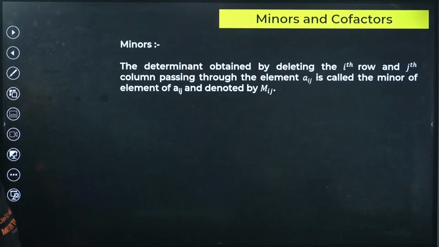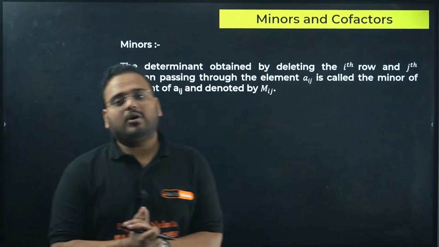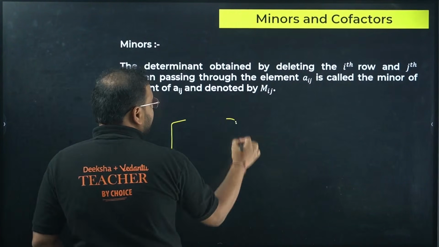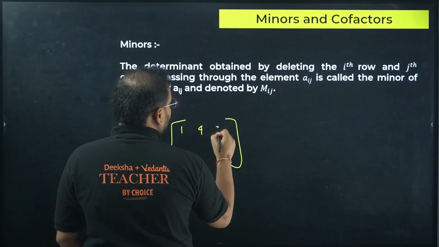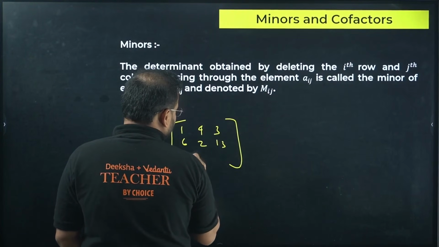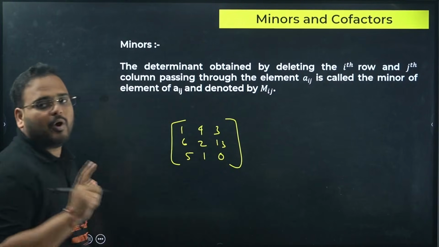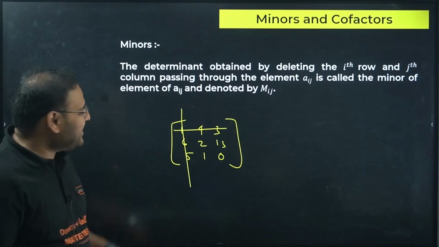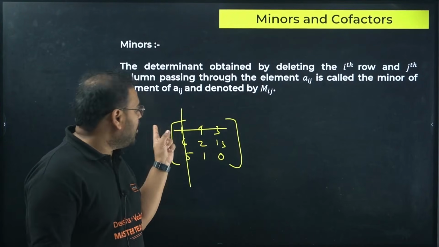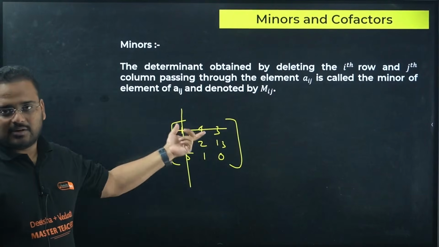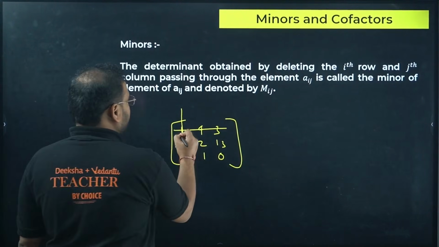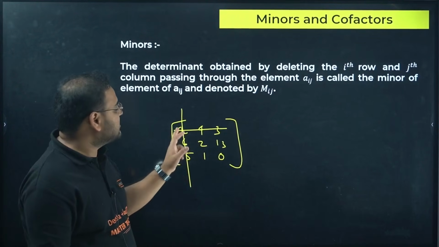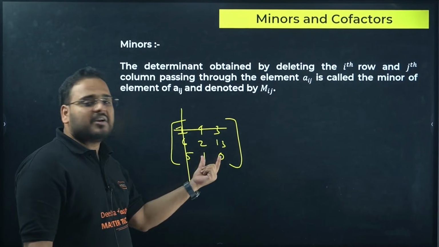Superb. Next, minors and cofactors. Minors are what? When I was deleting the ith row and column, I was getting a pivot, right? If I have this matrix, 1 4 3, 6 2 13, 5 1 0, and I create a pivot of element number 1, the remaining matrix after removal of the element's row and column is called your minor. The pivot element was 1. Now you remove this element's address, the first row and the first column. The remaining matrix is called your minor.